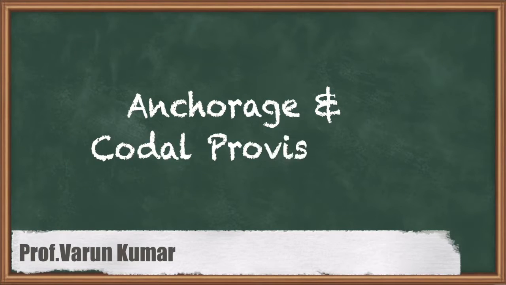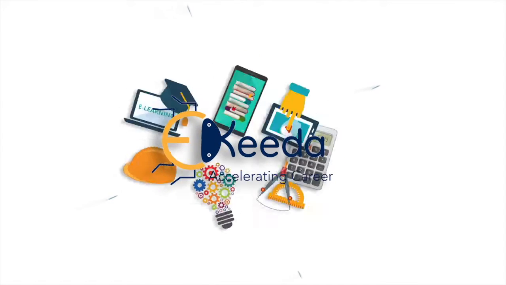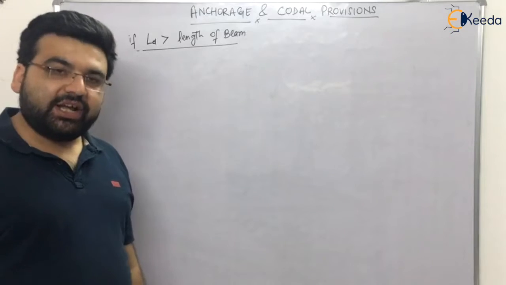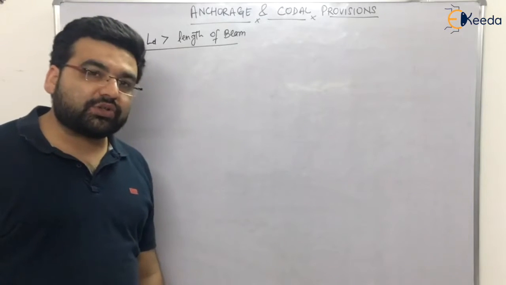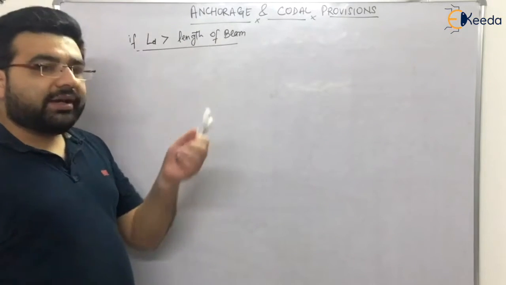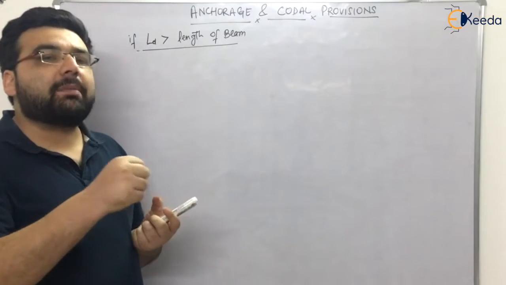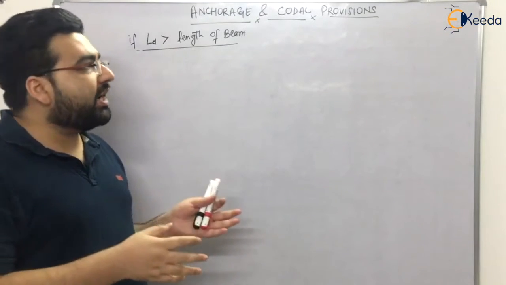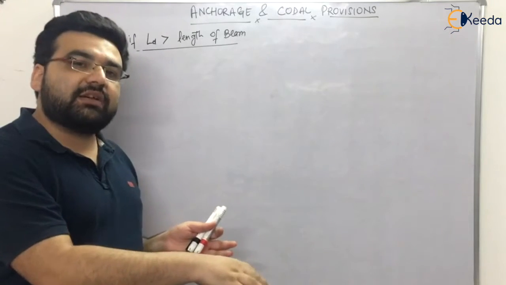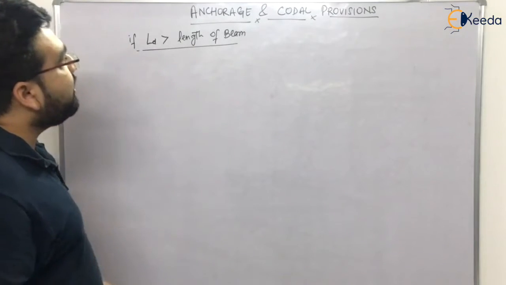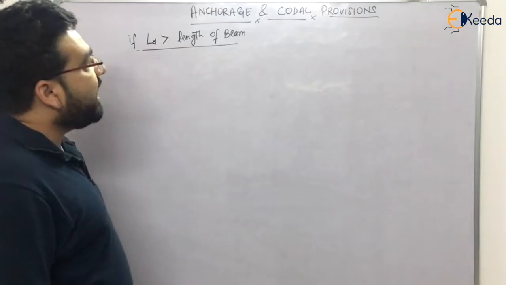So students, in this lecture, I'll be telling you about the anchorage and its codal provisions. It is a very small topic but very important also. Now what is anchorage? Anchor, in very simple English terms, means you are taking support of something. For example, there is a ship. It wants to get to a harbor, so it anchors itself to the bottom of the sea. Anchors means to get support. Similarly, in concrete also, in beams also, we have anchorage.